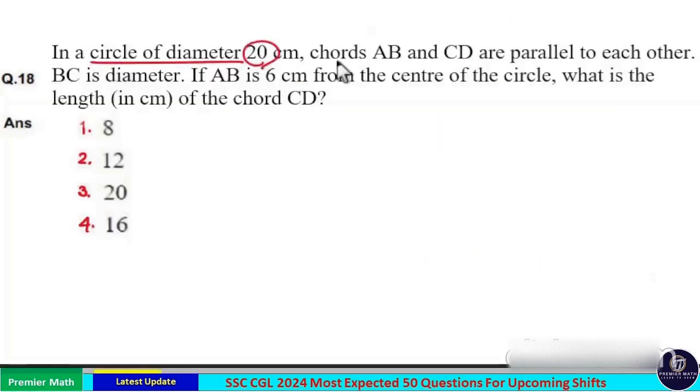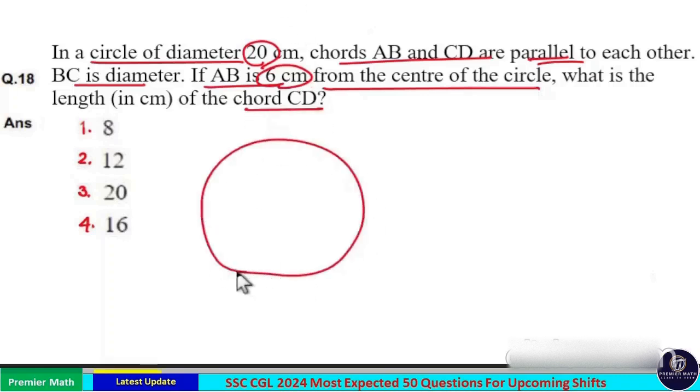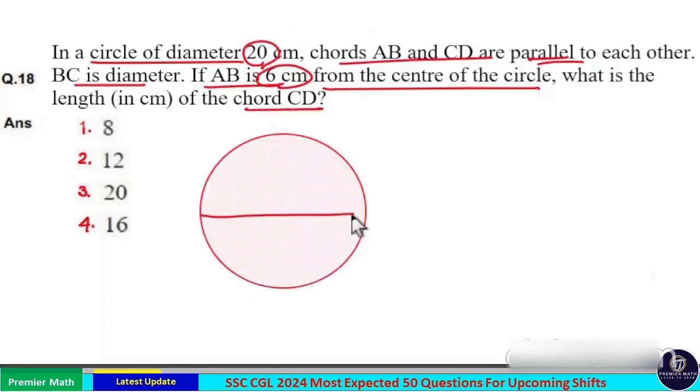In a circle of diameter 20 cm, chords AB and CD are parallel to each other. BC is diameter. AB is 6 cm from the center of the circle. What is the length of chord CD? Here, this is the circle and BC is diameter. And chords AB and CD are parallel. Now these two lines are parallel.